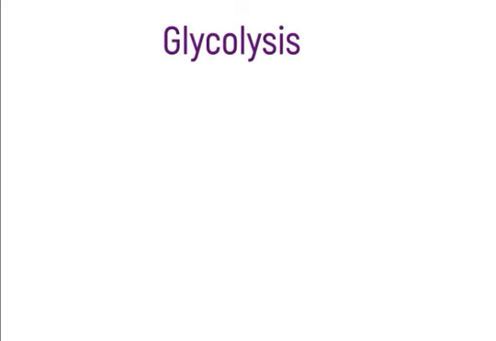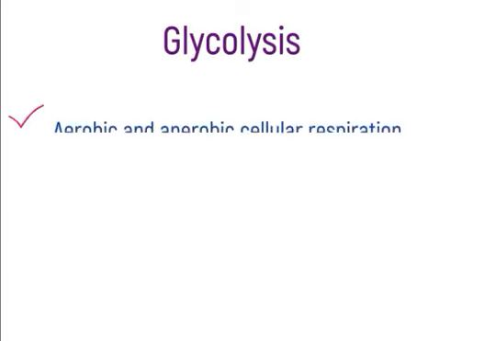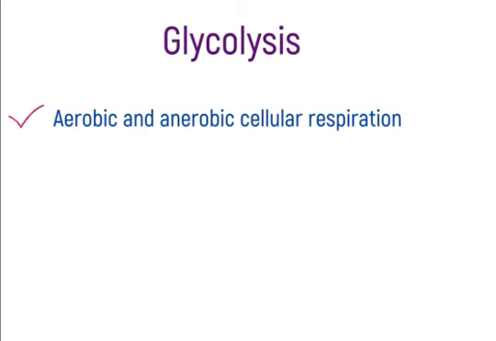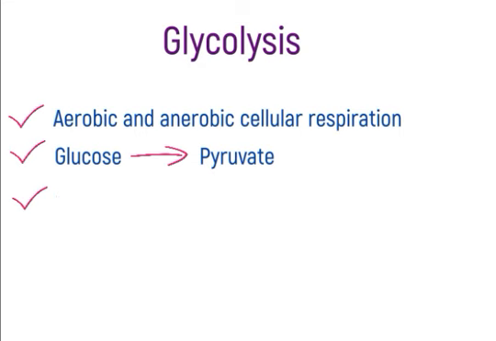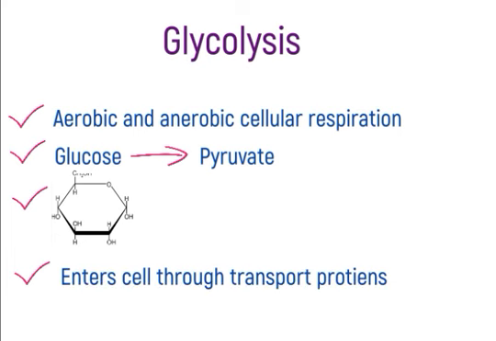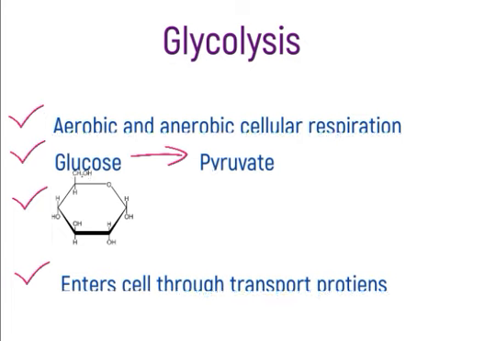Glycolysis is the metabolic process that serves as the foundation for both aerobic and anaerobic cellular respiration. In glycolysis, glucose is converted into pyruvate. Glucose is a six-membered ring molecule found in the blood and is usually a result of the breakdown of carbohydrates into sugars. It enters cells through specific transport proteins that move it from outside the cell into the cell's cytosol. All of the glycolytic enzymes are found in the cytosol.